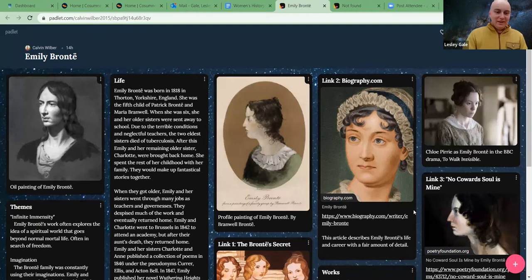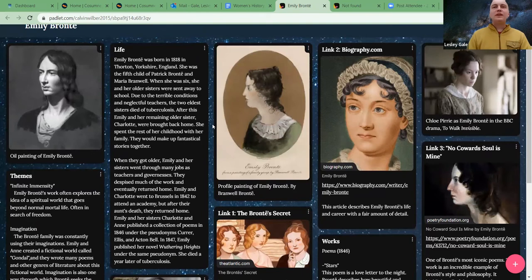All right. So I did my project on Emily Bronte because her name looked really cool. She had a life that's weirdly complex, but also very simple to describe. She was born in 1818 in Thornton, Yorkshire, England. She was the fifth child of Patrick Bronte and Maria Branwell.